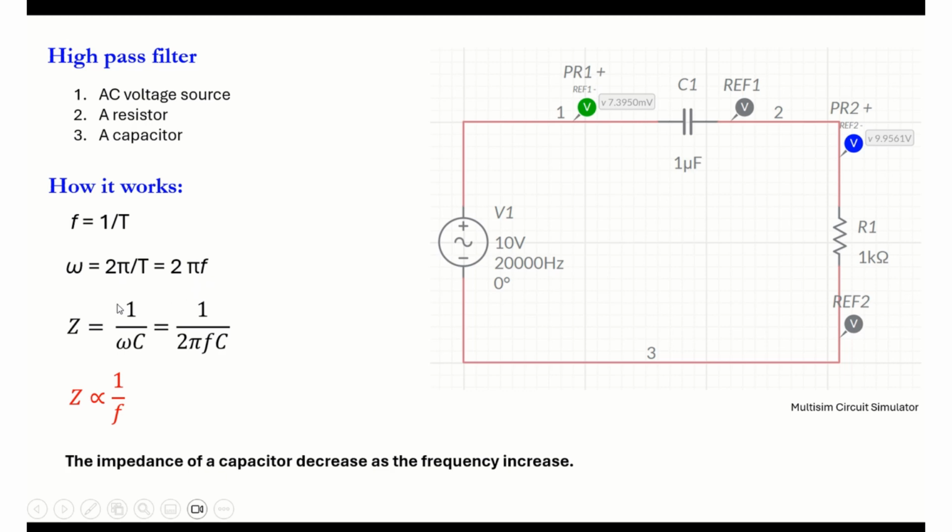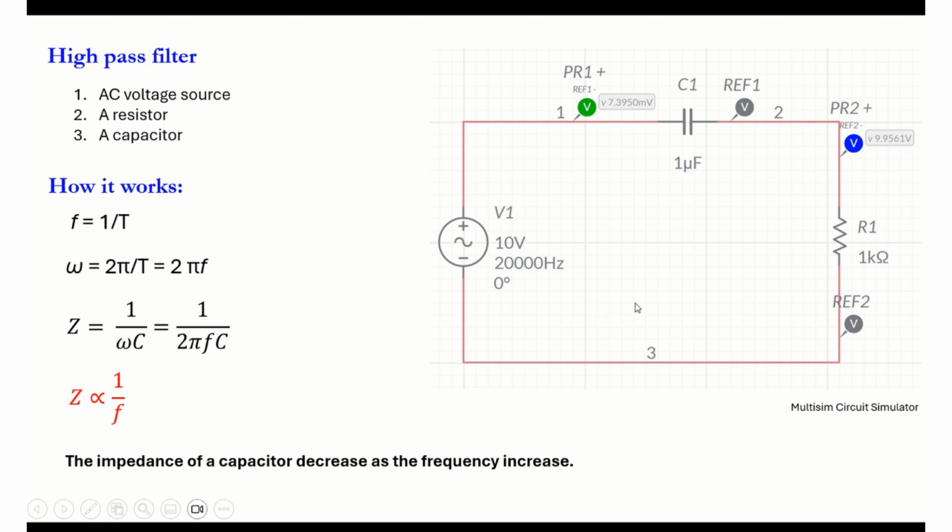Now if we look at the definition of impedance of a capacitor that has a fixed capacitance C, Z equals 1 over omega C, and if we plug in the value of omega, we can tell that the impedance of the capacitor is inversely proportional to the frequency. That means the impedance of the capacitor decreases as the frequency increases, and increases if the frequency decreases.